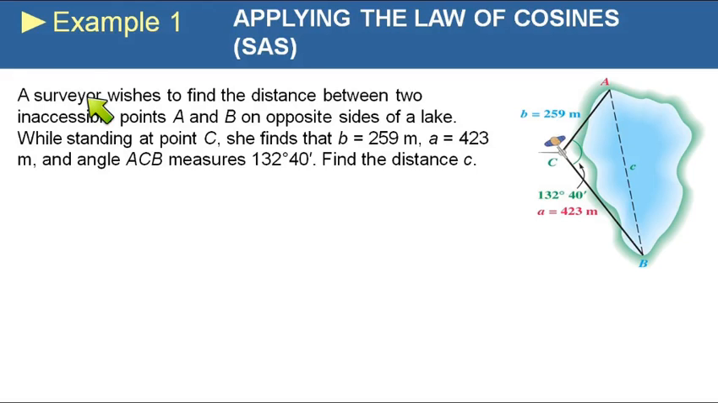And here's our first example. We want to find the distance between point A and point B, and we know the length of side b and the length of side a, and we know the angle between them. So we want to find c.